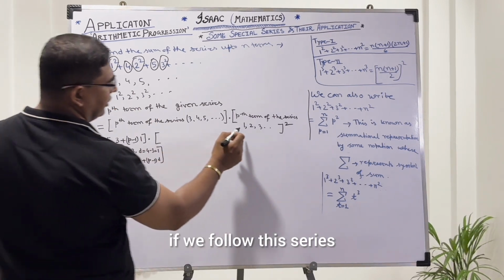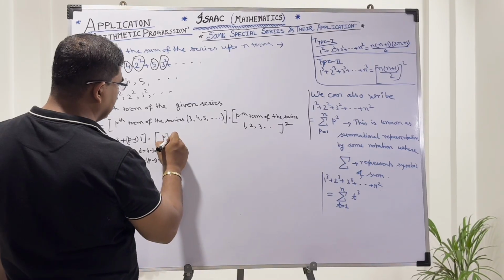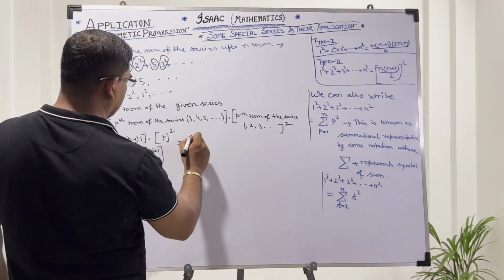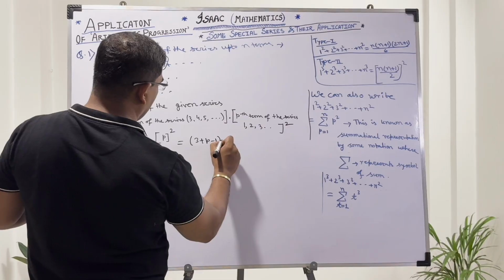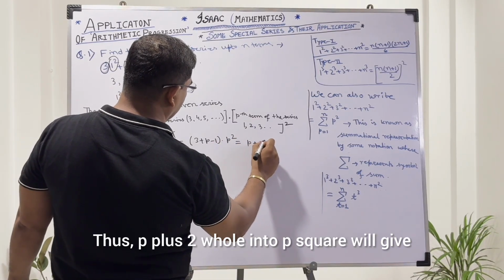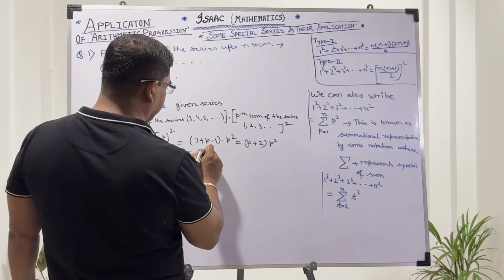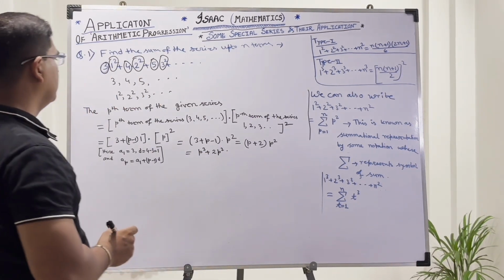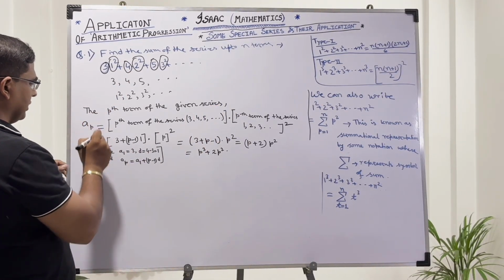If we follow this series, then its pth term will be P. That is why we can write P square. This will give 3 plus (P minus 1) whole into P square. Thus, (P plus 2) whole into P square will give P cube plus 2P square. Okay, pth term of the given series, we can say A of P.